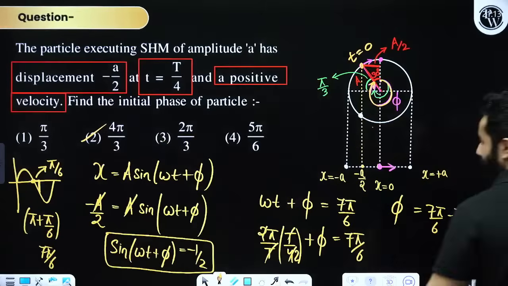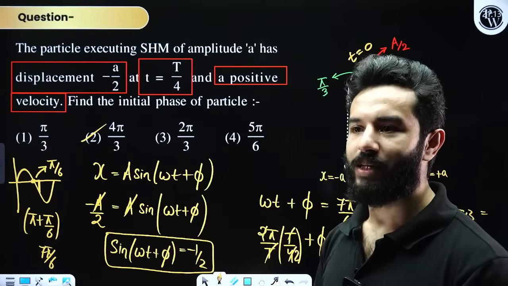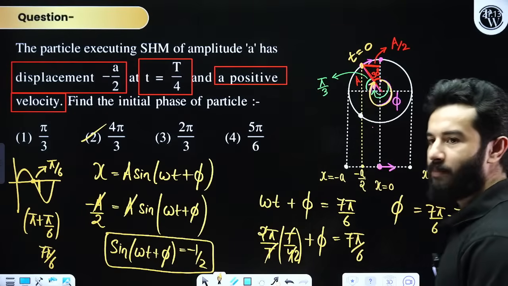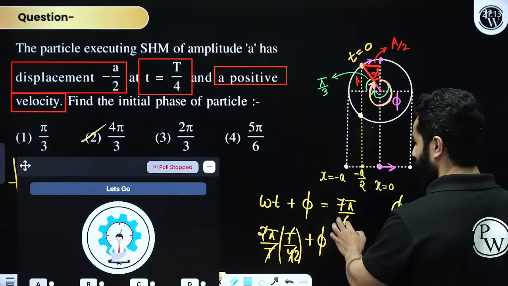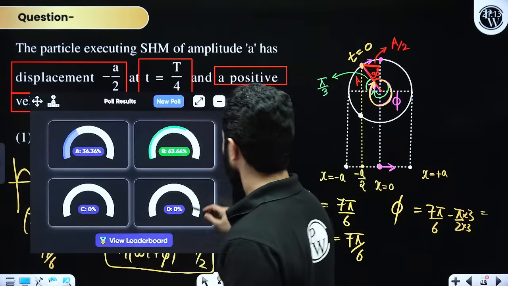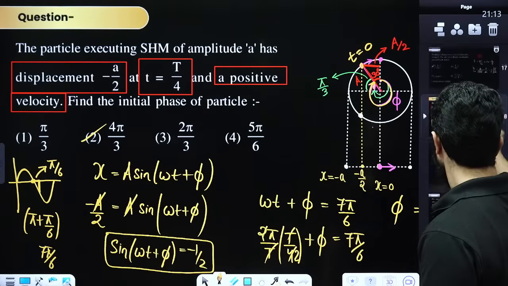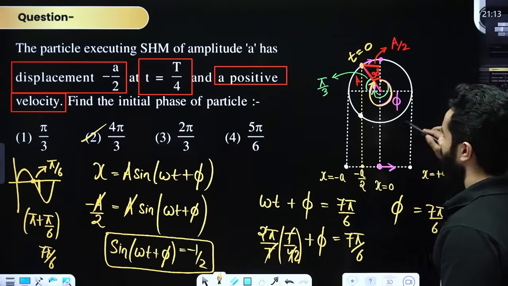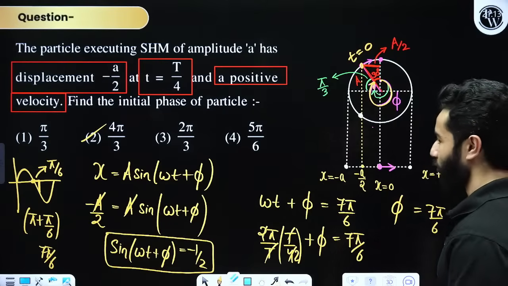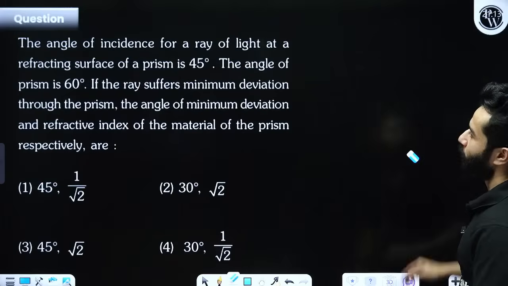Got it, my dear friends? Clear? Any doubt in 7 pi by 6? Let me know. Done? B is correct. Good, very good. B is correct. Nice problem, just because of this T by 4. If it was not T by 4, then you could have used this method. Okay, let's see the next question.